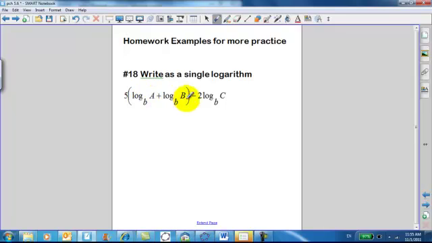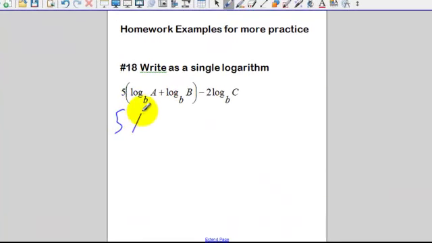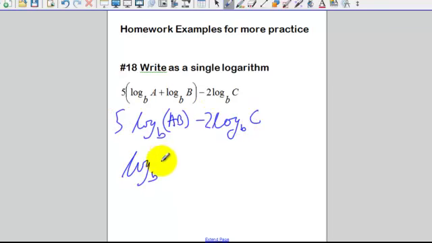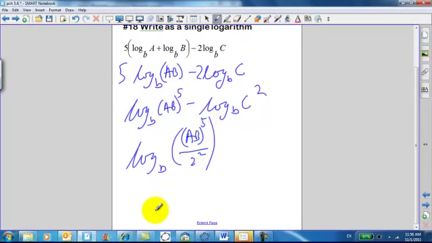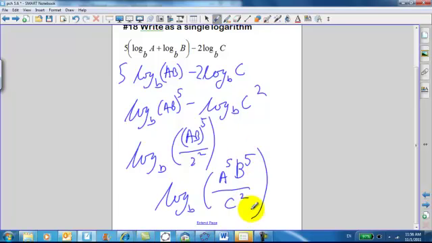Well, the 5 out here, I don't want to distribute it yet. Let's compact this into 5 times log base b of ab, minus, and let's move this one inside, log base b of c, 2 times log base c of c. Now I can move these coefficients inside the log as powers. So log base b of ab to the 5th minus the log base b of c squared. So it becomes log base b, with the quotient rule now, of ab to the 5th over c squared, or the log base b of a to the 5th b to the 5th over c squared. There we go.